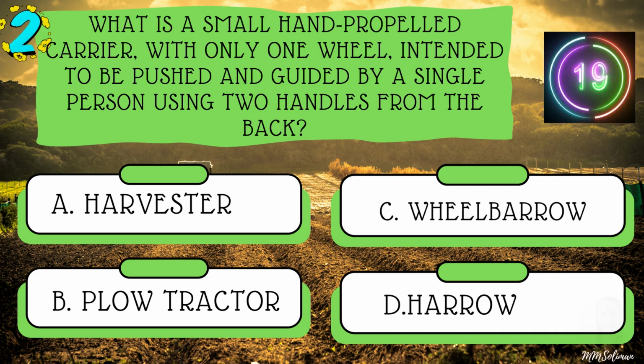What is a small hand-propelled carrier with only one wheel intended to be pushed and guided by a single person using two handles from the back? A. Harvester. B. Plow tractor. C. Wheelbarrow. D. Harrow.